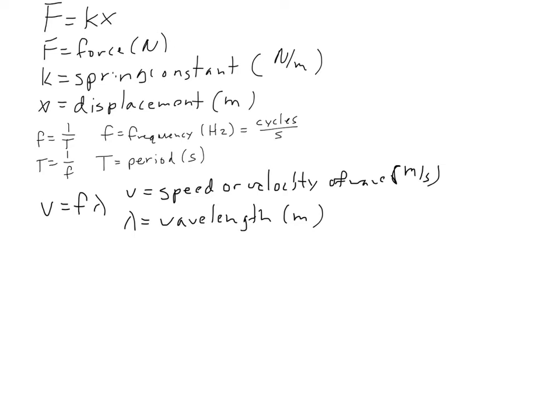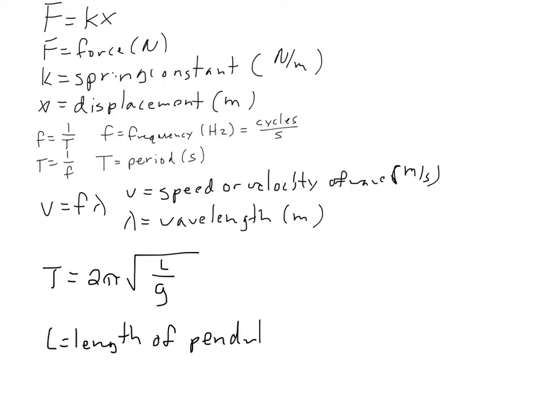Our last two equations, the second to last equation, is going to be the period of a pendulum. That's going to be the period of a pendulum equals 2 pi times the square root of L over g. T is the period, pi is the number pi, L is going to be the length of the pendulum, and g is going to be 9.8 meters per second squared for the acceleration due to gravity. And I'll shrink that one down a little bit.